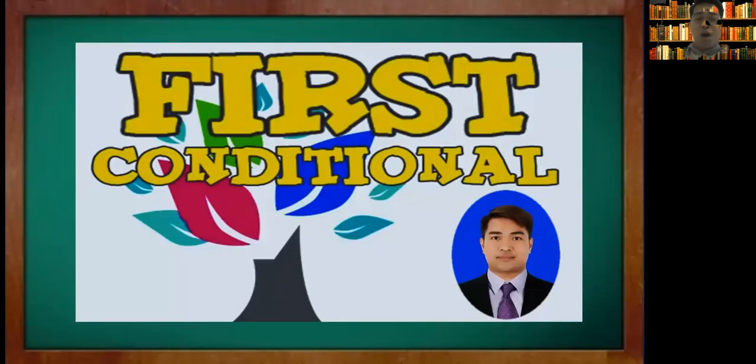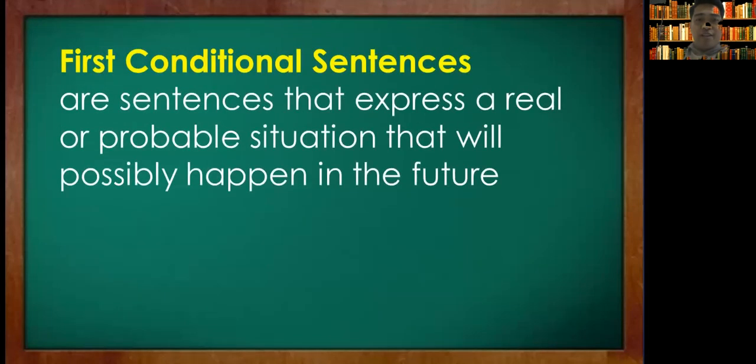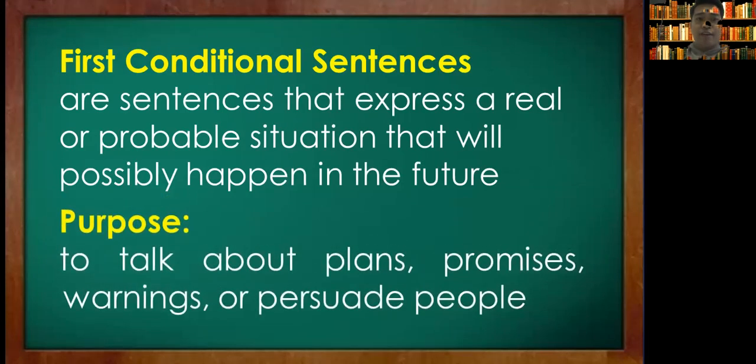Now, the question is, what are first conditional sentences? Well, first conditional sentences are sentences that express a real or probable situation that will possibly happen in the future. So you're talking about possibilities that this situation will happen most likely in the future. Now, what is the purpose of writing first conditional type of sentences? Simply because you want to talk about plans, promises, warnings, or you want to persuade people.